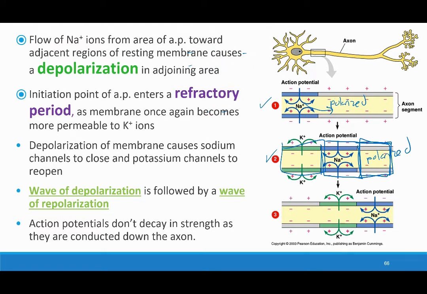All right, so flow of sodium ions from the area of action potential towards the adjacent regions of the resting membrane is what's causing depolarization. And then right behind that segment that's just been depolarized, when I look down at this portion here, that's repolarizing. It's currently in its refractory period. So again, it can't have another action potential until it fully recovers and gets back to resting membrane potential.